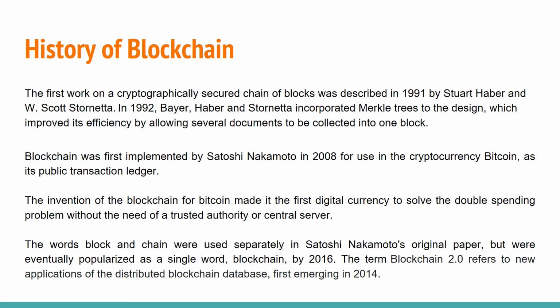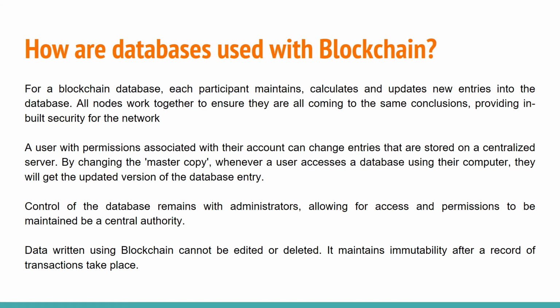The words block and chain were used separately in Satoshi Nakamoto's original paper, but were coined as a single word, blockchain, by 2016. The term blockchain 2.0 refers to the new applications of distributed blockchain databases that first started emerging in 2014. All the new applications and technologies that we are going to talk about ahead are based on blockchain 2.0. How are databases used with blockchain?